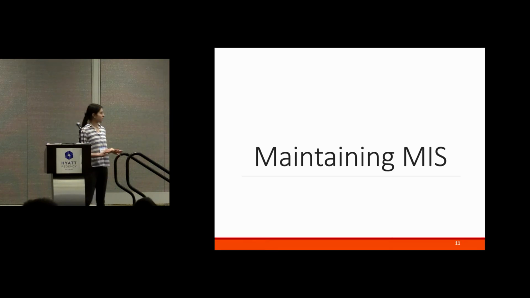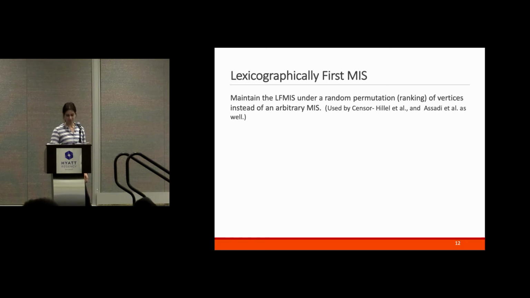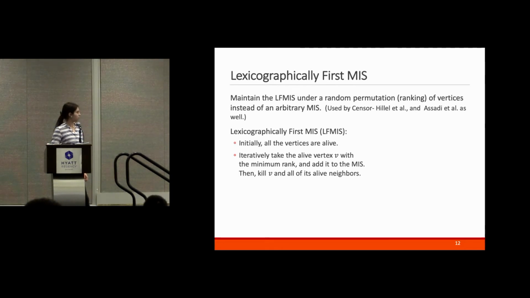I'll just give a very brief overview of our work because I don't have time. So as I said, we'll maintain a lexicographically first MIS, not an arbitrary MIS. And this idea has been used by others before as well. So what is a lexicographically first MIS? I'll explain an algorithm that constructs it, and this is the way. So we first say that all the vertices are alive.